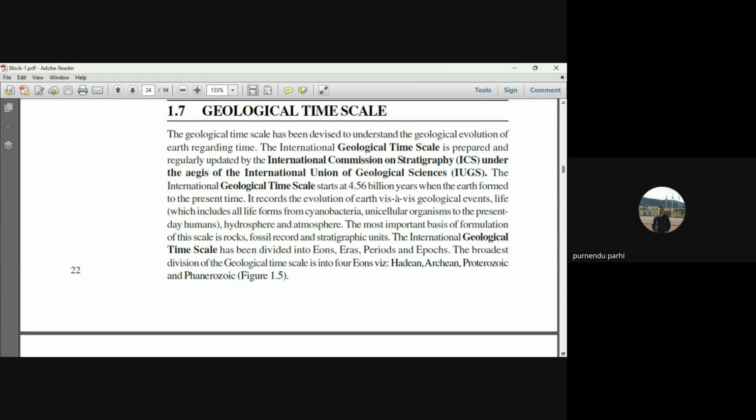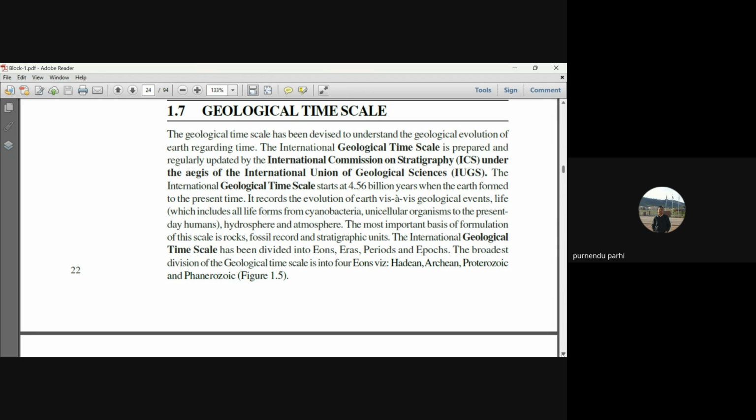The International Geological Time Scale starts from 4.56 billion years ago, when the Earth formed, to the present time. It records the evolution of Earth with geological events like the hydrosphere and atmosphere. The most important basis of formulation of this scale is rocks, fossil record, and stratigraphic units. The International Geological Time Scale has been divided into eons, eras, periods, and epochs.